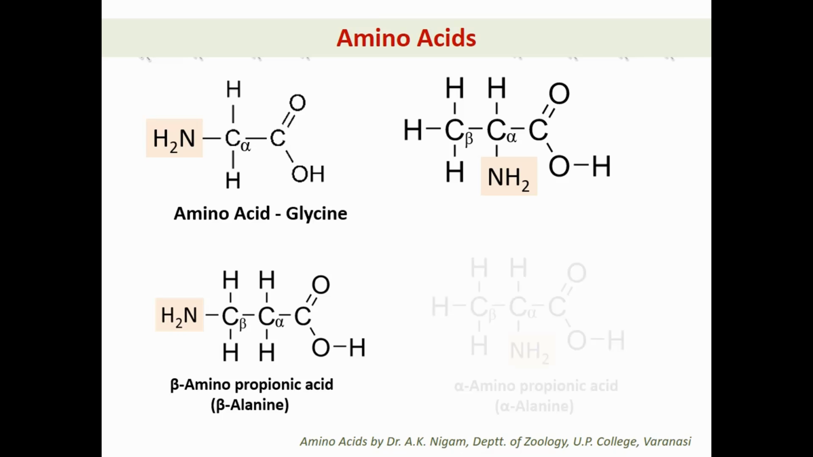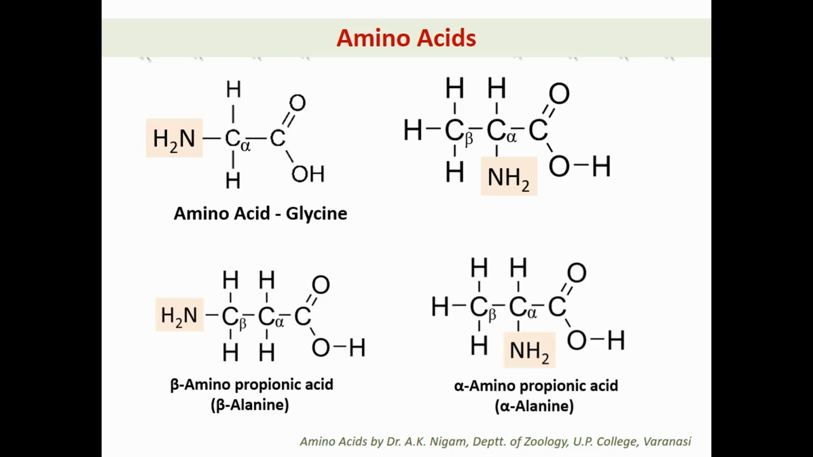And if the amino group is attached to the alpha carbon, the resulting structure will be alpha amino propionic acid or alpha alanine. It means there may be alpha amino acids, beta amino acids, gamma amino acids and so on, depending upon the position of the amino group with respect to the carboxyl group. Both types of amino acids are naturally occurring in biological systems and of physiological significance. But there is a basic difference between them: their participation in the formation of proteins.